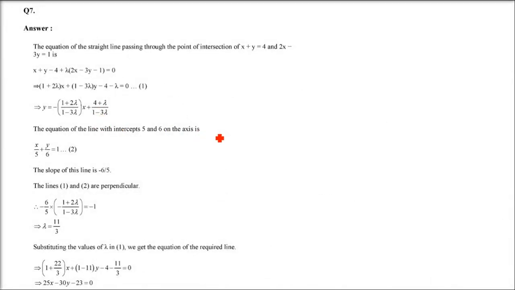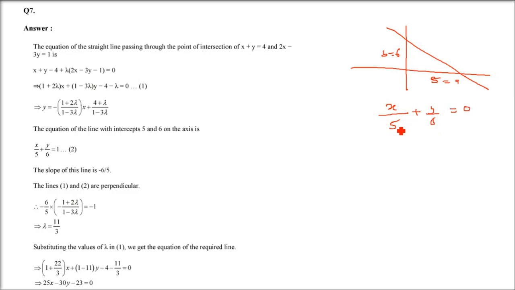This is question number 7. Find the equation of the straight line drawn through the point of intersection of the lines x plus y equals 4 and 2x minus 3y equals 1, and perpendicular to the line cutting off intercepts 5 and 6 on the x-axis and y-axis. We have already done a question like this, and the good thing is x and y intercepts are given. So we have a line here, and 5 and 6 are the intercepts. The value below x is the x-intercept, and the value below y is the y-intercept. So x by a, that is x by 5, plus y by 6 equals 1, not 0, 1.